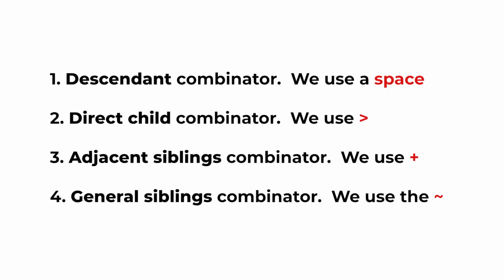Types of combinators. We have four. Firstly, the descendant combinator, and the character we use is a space. Next, the direct child combinator, and we use a more than symbol. Thirdly, the adjacent siblings combinator, and we use a plus sign. And lastly, the general siblings combinator, and we use a tilde character.